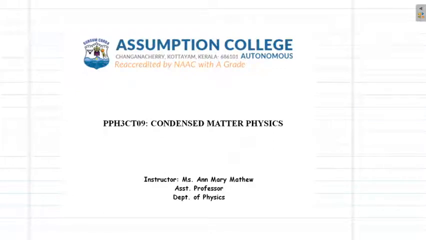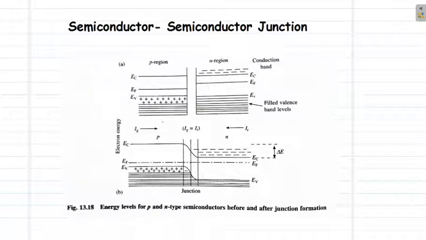Hello students, in today's video, let us study about semiconductor junction. Particularly, we will look into a PN junction. As you know, a PN junction is formed when a p-type and an n-type material are merged together.